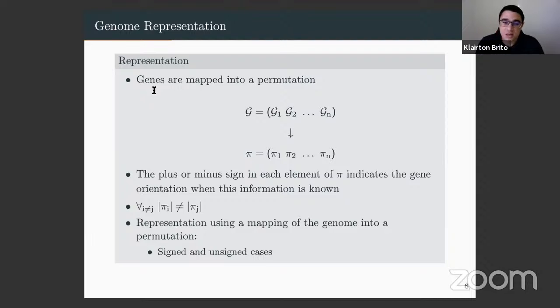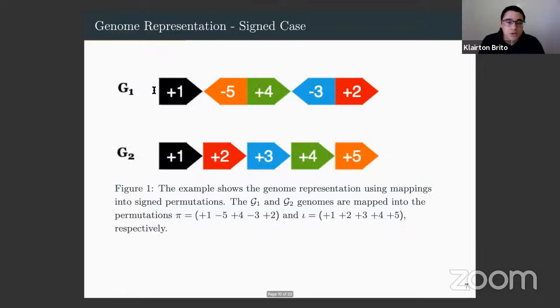Otherwise, we have the unsigned case and the map we obtain an unsigned permutation. Here in this illustration, we have the mapping process. We have two genomes. The first one is G1, the source genome, and the target genome is G2. And the oriented blocks indicate the genes with their respective orientations. To simplify the mapping process, we use a standard permutation to map the target genome.